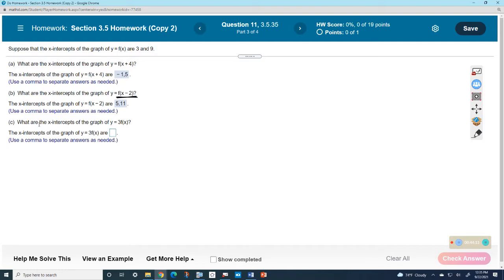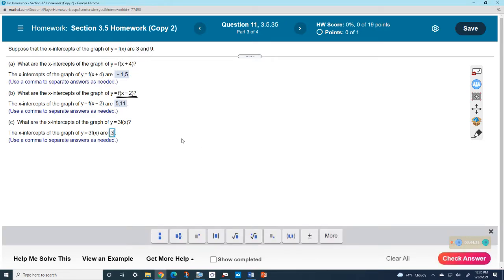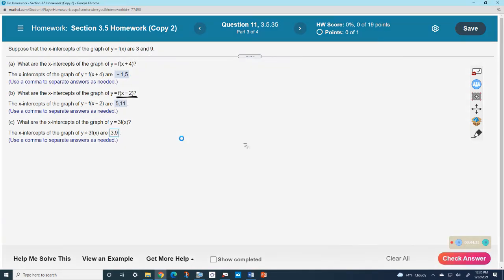And then the x-intercepts of the graph of 3 times f of x, we kind of just said what that would do. 3 and 9. Yeah, it wouldn't change the x coordinates at all, so the x-intercepts of 3 and 9 wouldn't even change from that. It would still be that.